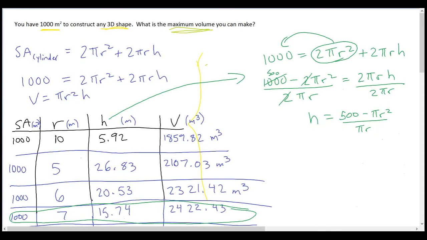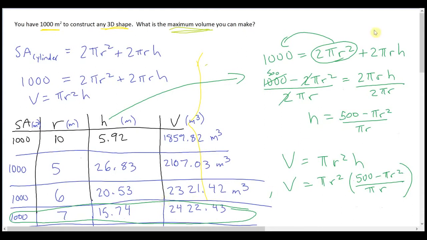Okay, and then we took our h and we took our r and we figured out the volume. So the volume is equal to pi r squared times h. Now we have a term for h. Once we've picked an r value, we can find the h by doing 500 minus pi r squared all over pi r. So we could actually take this and graph it. You haven't done a lot of graphing like this before. We could just take the points and graph them.